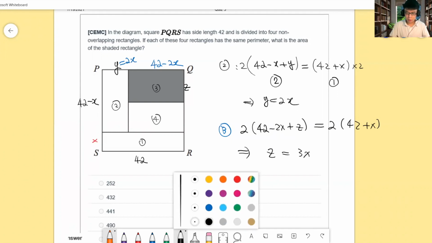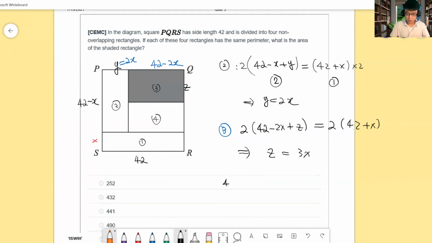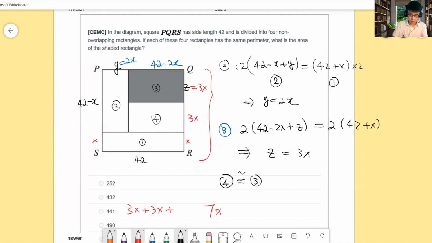Okay. So finally, we consider the rectangle 4. Basically, 4 is congruent to 3 because they have the same length, so they must have the same width. So that means this is 3x, so here is also 3x. Now we know that the width for the first rectangle is x, so totally we got a side length to be 7x. So 3x plus 3x plus x equals 7x, that equals 42, which means x equals 6.